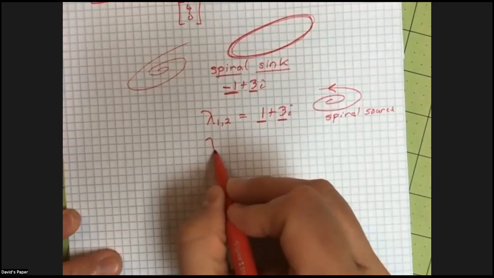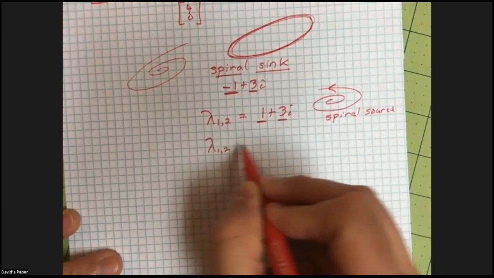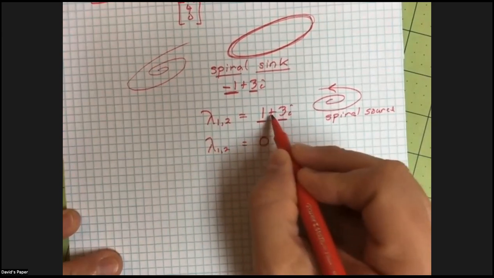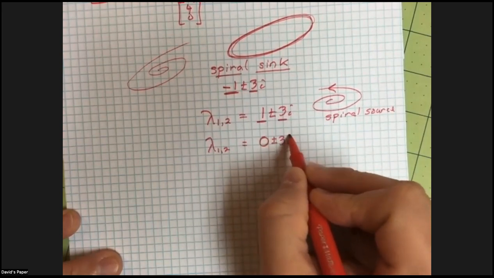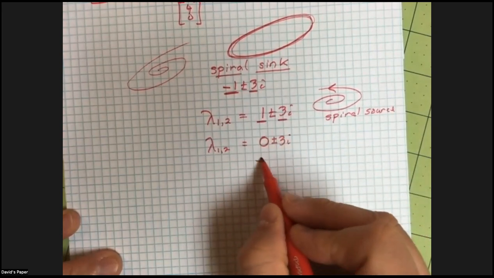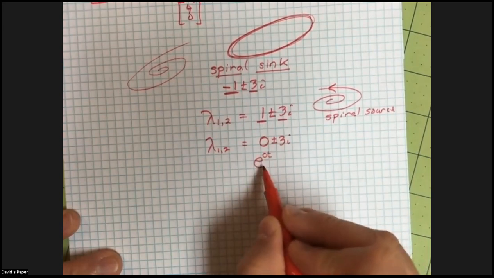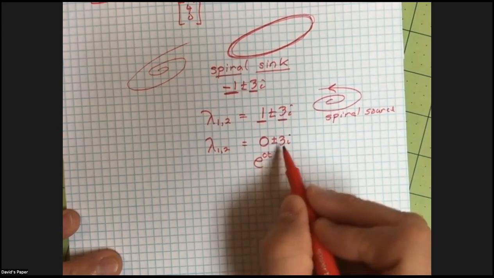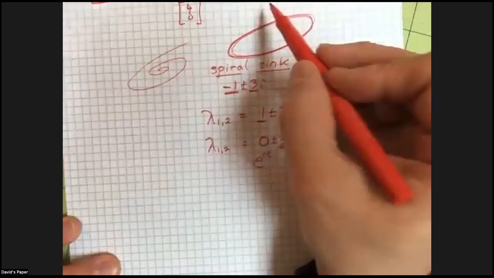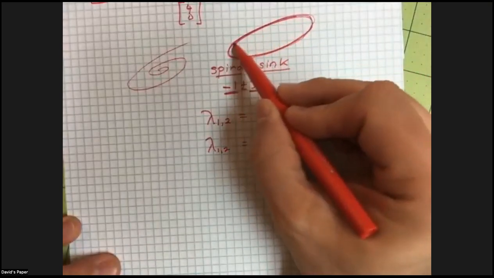What if my complex values were 0 plus minus 3i? What I would have is e to the 0t, which is neither growth nor decay. But I'd still have spiral. So what's a spiral that doesn't grow or decay? An ellipse.